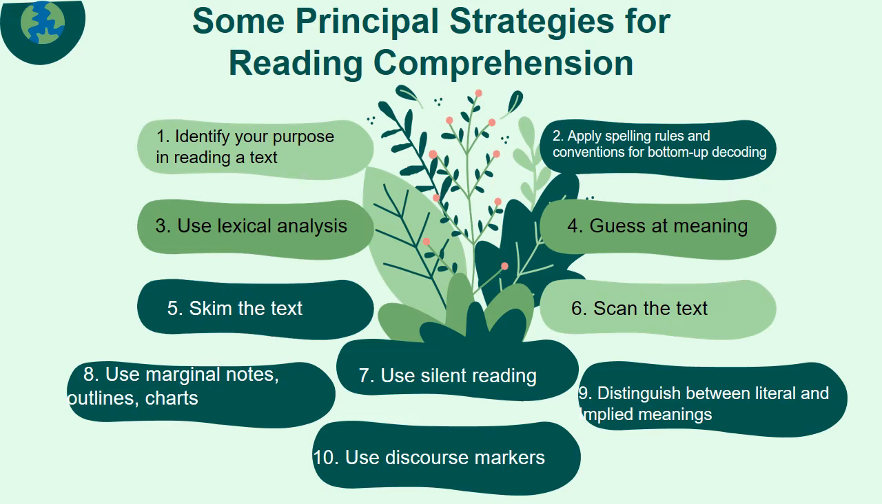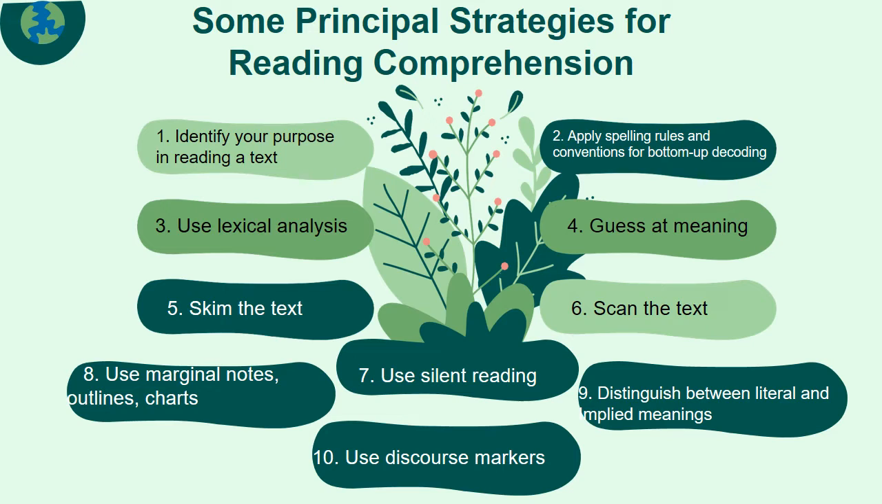And next, some principal strategies for reading comprehension. There are ten principal strategies for reading comprehension. The first, identify your purpose in reading a text. The second, apply spelling rules and conventions for bottom-up decoding. The third, use lexical analysis, such as prefixes, roots, and suffixes, to determine meaning. The fourth, guess at the meaning of words or idioms when you aren't certain.